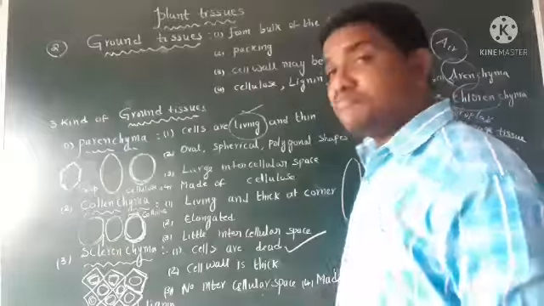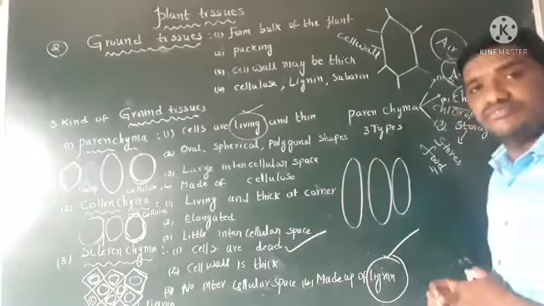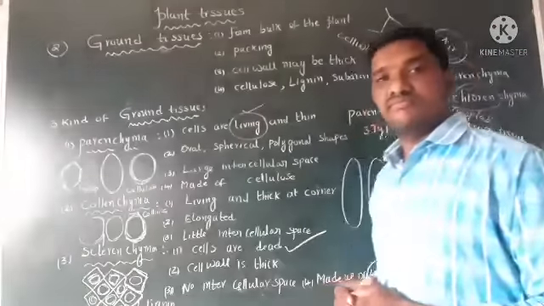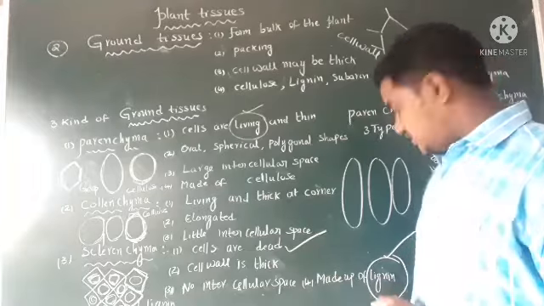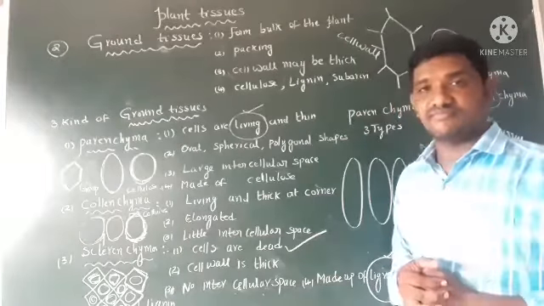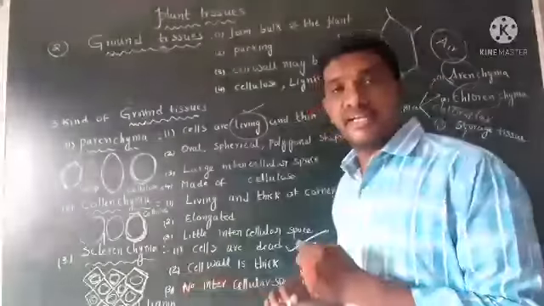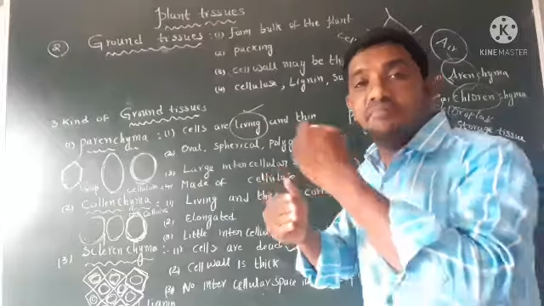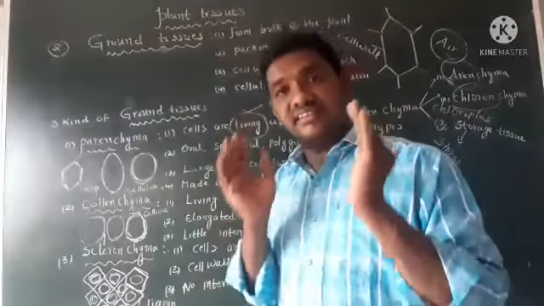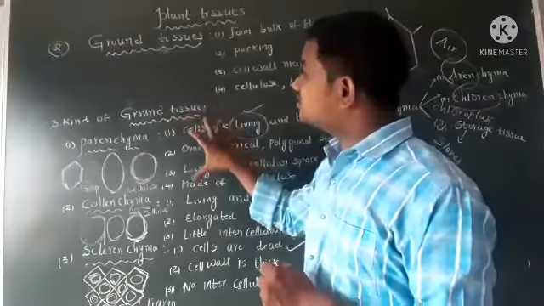Next one, it is made up of lignin. This belongs to sclerenchyma. Lignin is one of the cementing substances which helps make the cells very thick. It appears very thick because cementing substances are deposited on the cell wall. It looks very thick. It appears as a thick cell wall. That is lignin. This is the concept about ground tissues.